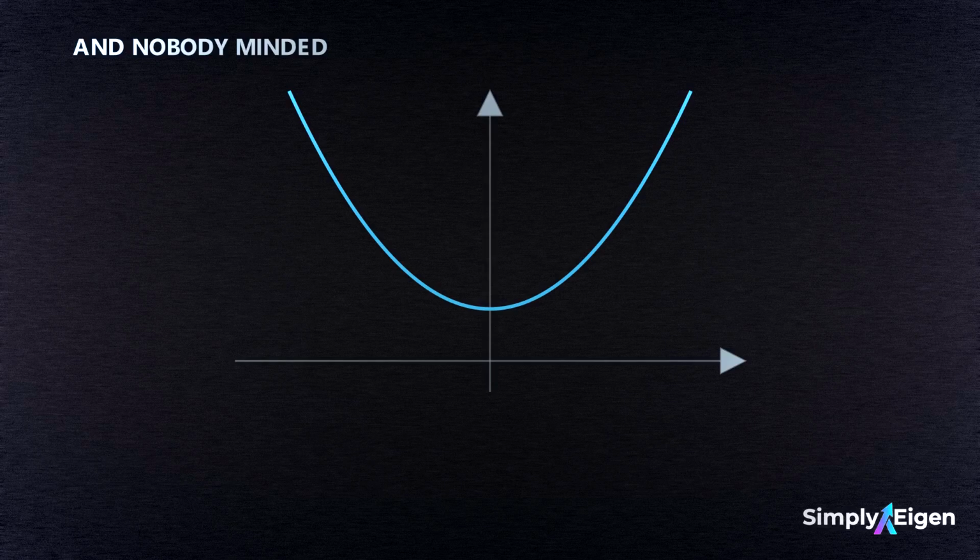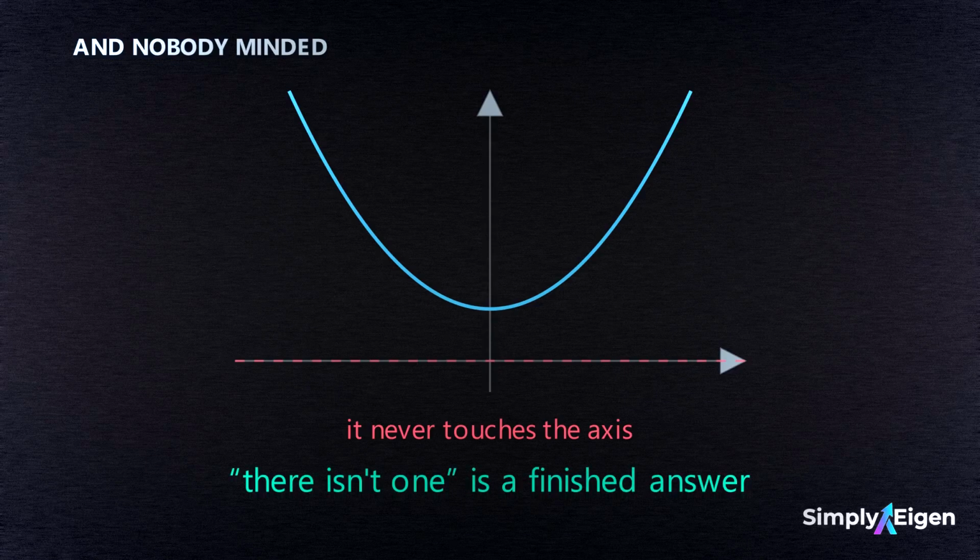Look at it. The curve sits above the axis and never comes down. There is no crossing, so there is no solution. And that is a complete answer. You are allowed to say there isn't one and walk away. And for centuries, that is exactly what everybody did. The trouble came from somewhere else.